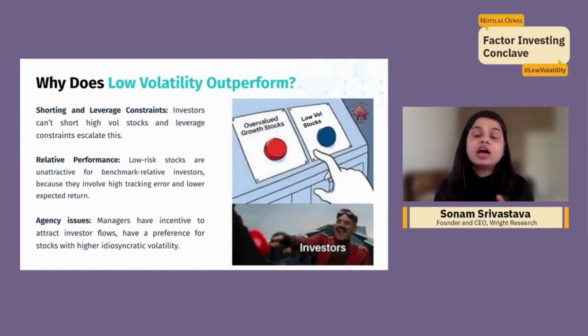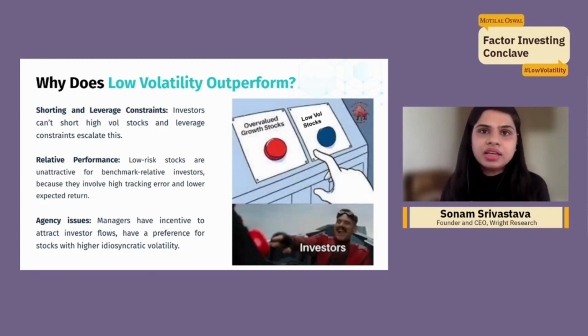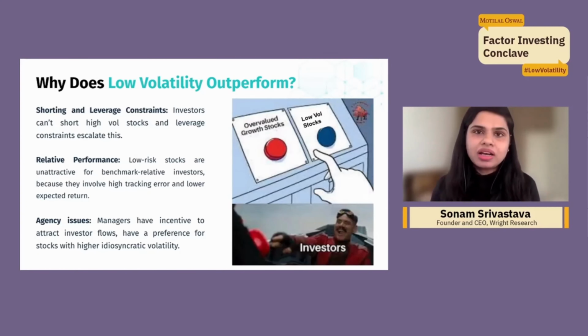Second thing is that there are a lot of investors who do only passive investing. If they do active investing, they have a tracking error constraint. Their funds are being evaluated by the information ratio, where tracking error plays a very, very important part. So if you're tracking a passive benchmark and that passive benchmark does not have a representation of low volatility stocks, then obviously you're going to ignore it.